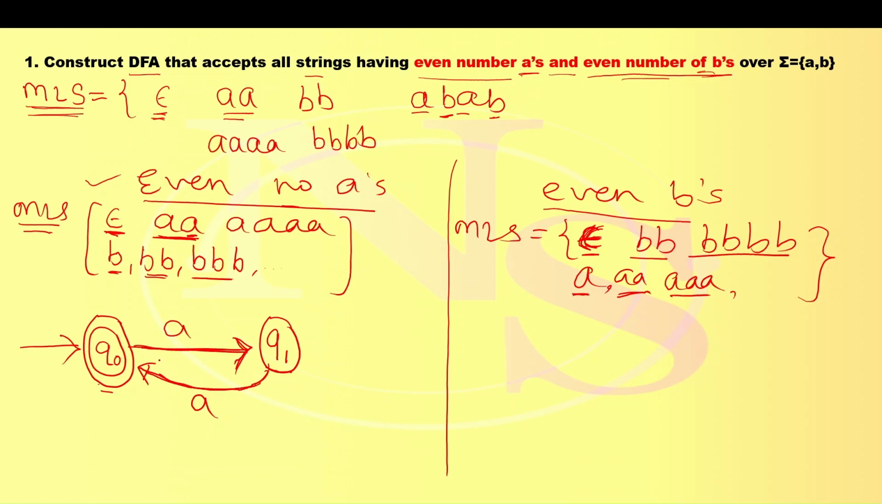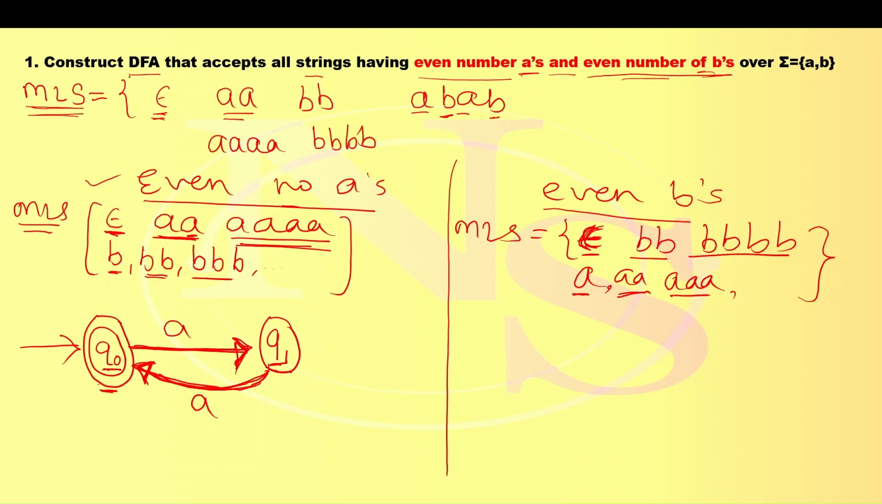First A, second A. If there are 4 A's, then we can write like this. First A, the automata reaches Q1. Second A, the automata reaches Q0. Third A, the automata reaches Q1 again. Fourth A, the automata reaches Q0. So with 4 A's, the automata is reaching Q0. Q0 is our final state. So 4 A's are also accepted.